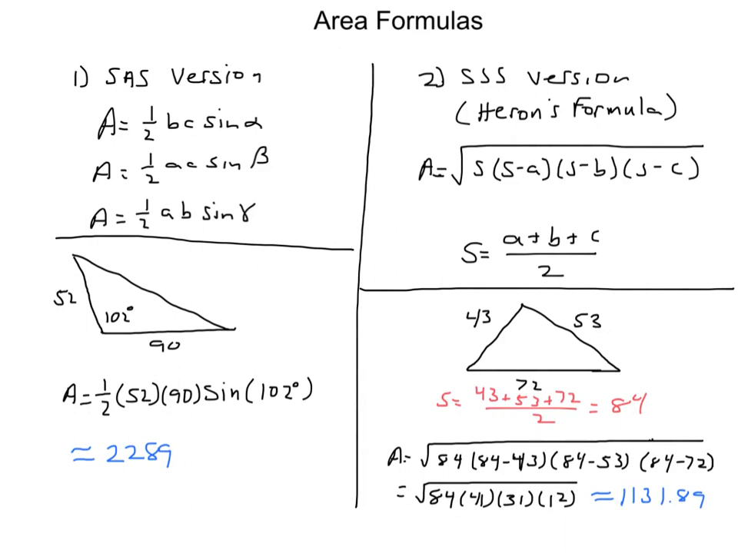And so when we have this triangle, it's 43, 53, and 72. So S is going to be 43 plus 53 plus 72 divided by 2. And if you put that into your calculator, you're going to find that that's equal to 84. And so the area is equal to the square root of 84 times 84 minus 43 times 84 minus 53 times 84 minus 72, which is just going to be the square root of 84 times 41 times 31 times 12. And when I put that into the calculator, it comes out to be about 1,131.89. So that would be the area of that particular triangle.